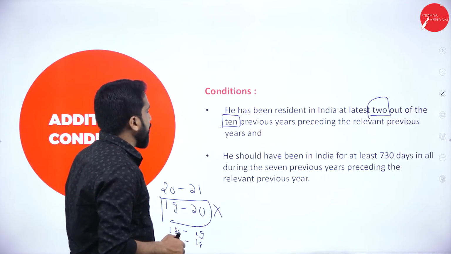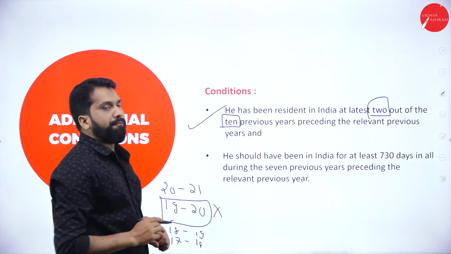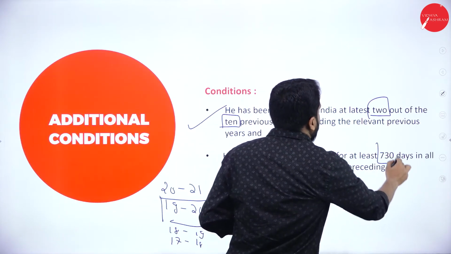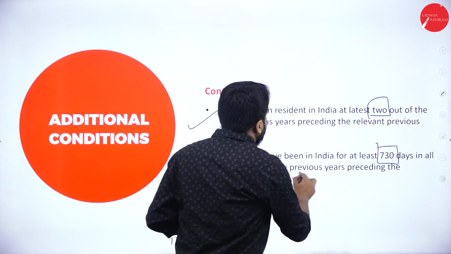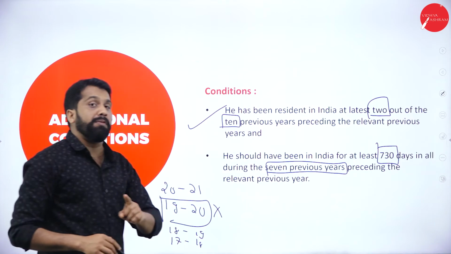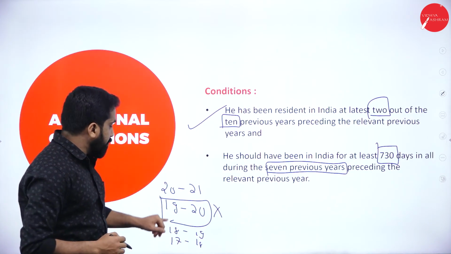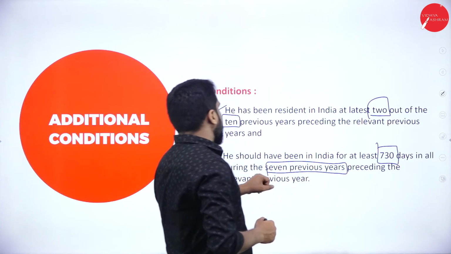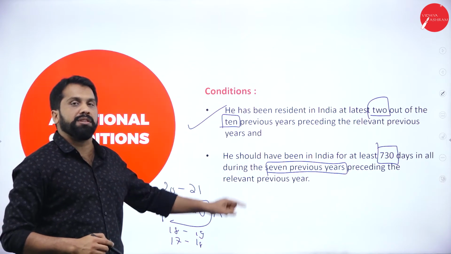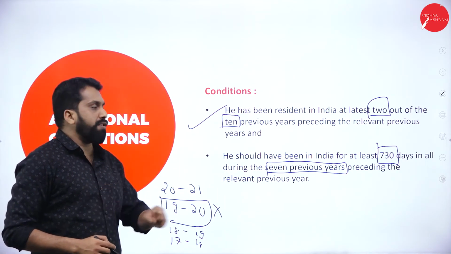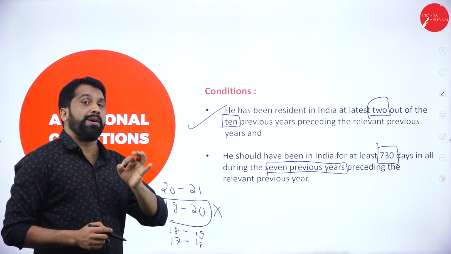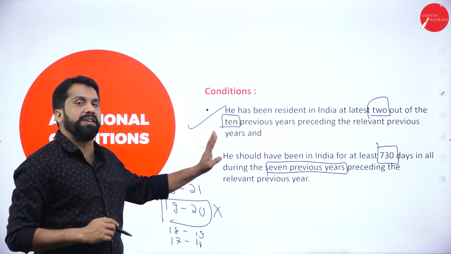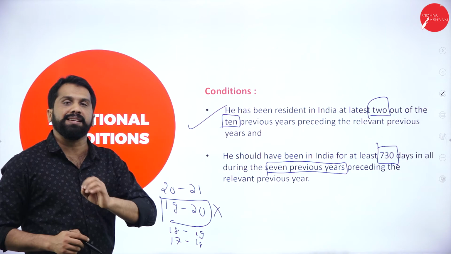Clear? Yes. Now, this is done. We'll come to the second one. He should have been in India for at least 730 days in all during the 7 previous years. Remember, we will not consider the previous year. Other than the previous year, we'll go back 7 years, preceding the relevant previous year. These two conditions you should fulfill. If you fulfill these two, what will you be? Ordinarily resident. If you did not fulfill any of these conditions, what will you be? You will be not ordinarily resident.